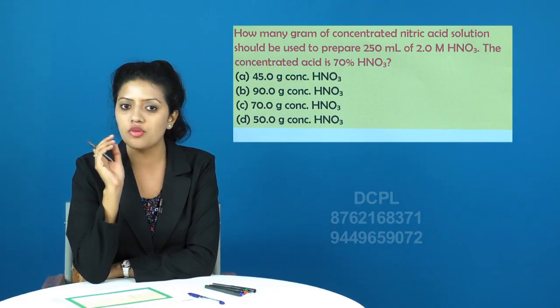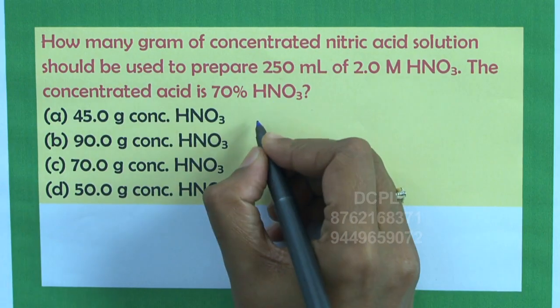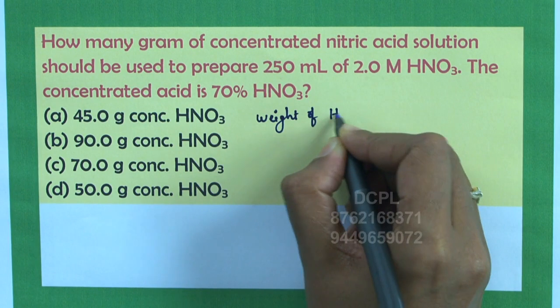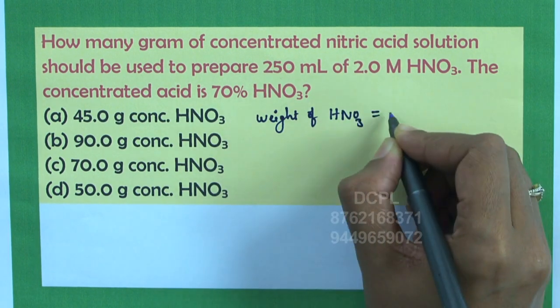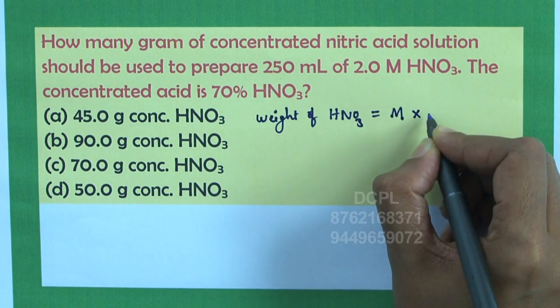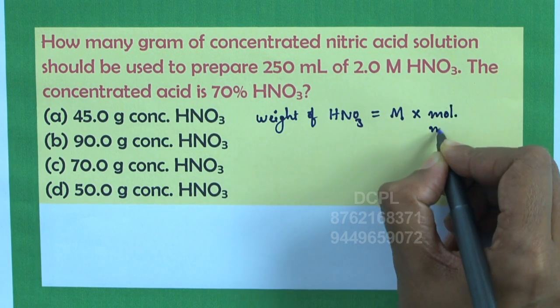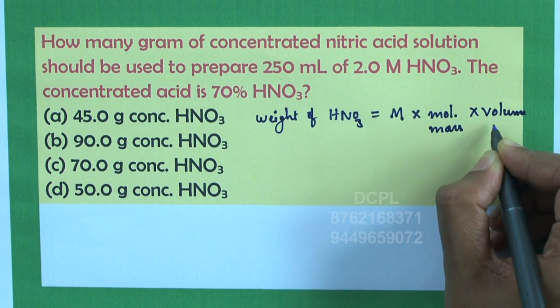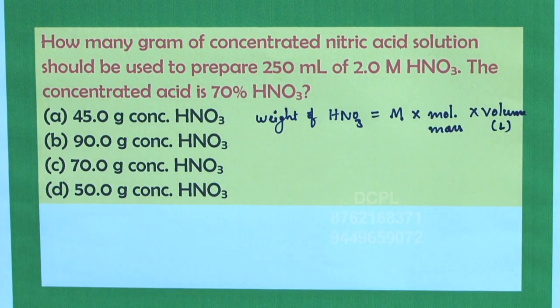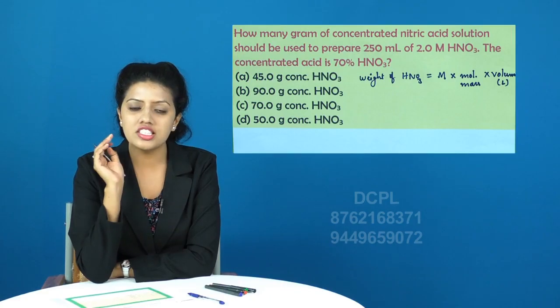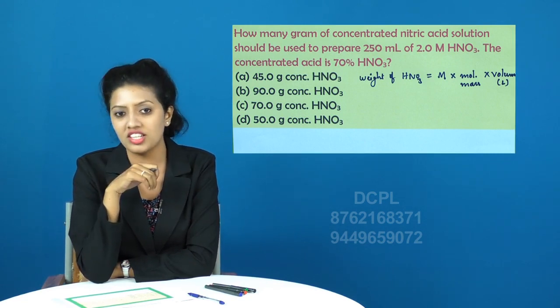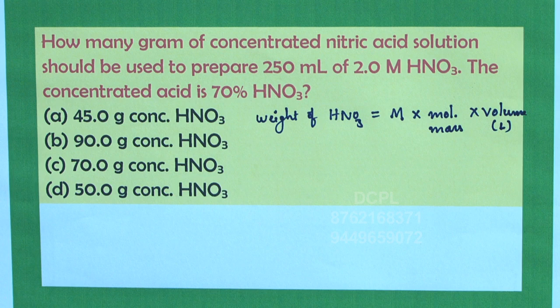Dear students, the weight of HNO3 is given as molarity into molar mass into volume, that is in liters. So, this is the relation which satisfies all the data from the above question. So, let us write down the given data from the above question.